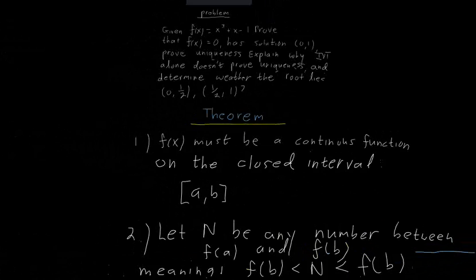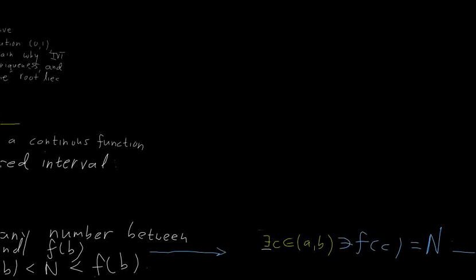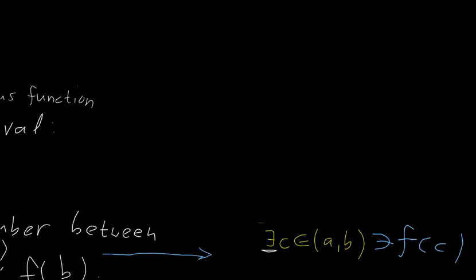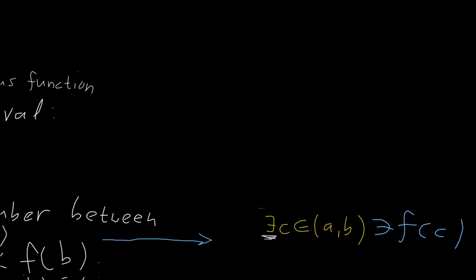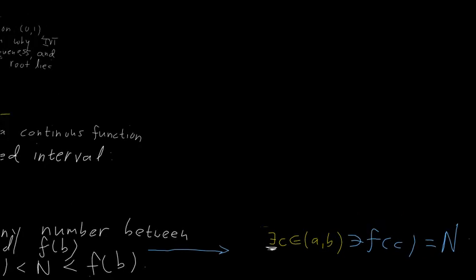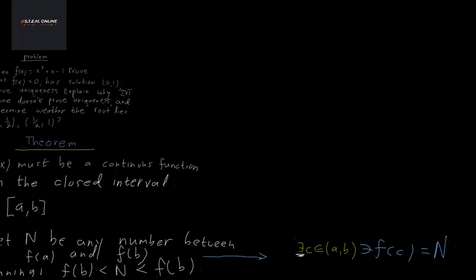From that theorem, it doesn't prove uniqueness. It proves existence, because of this quantifier down here. The quantifier tells you what it's proving. So it proves existence. It does not prove uniqueness. It doesn't give us an exact location of the root.